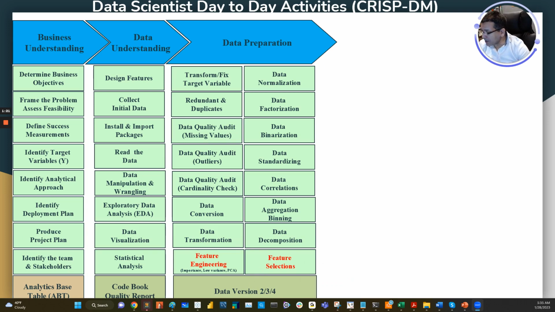Data, but it's a raw data. It's not good enough yet. It's not ready yet for the analysis.